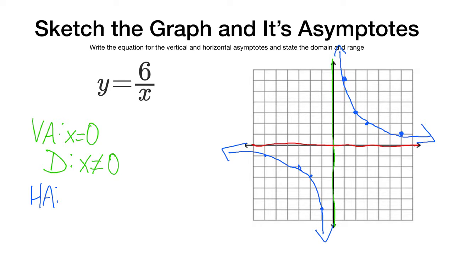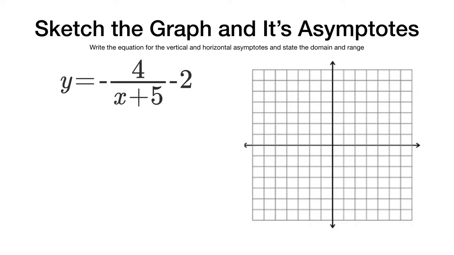So as it goes on and x gets bigger, y is going to end up getting closer to 0, meaning our range is going to be y cannot equal 0. All right, let's try another.